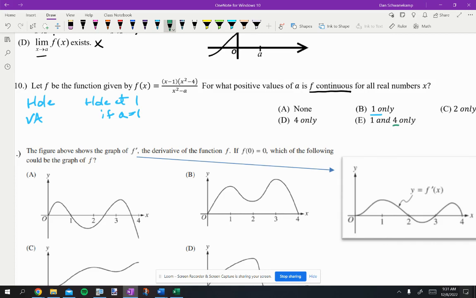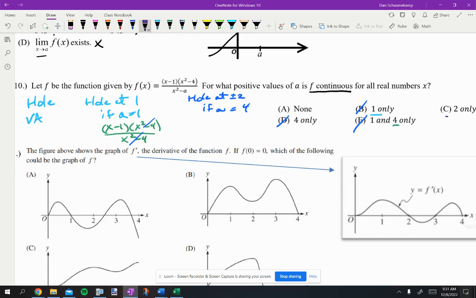Well, let's plug in 4. If I plug in 4, then I would have x minus 1 and then x squared minus 4 all over x squared minus 4. Well, again, the x squared minus 4s would cancel, so there's a hole at plus and minus 2 if a was equal to 2. I'm sorry, if a was equal to 4. Okay, because it would cancel on top and bottom. So it's not 1, it's not 4, because there's a hole for both of those.